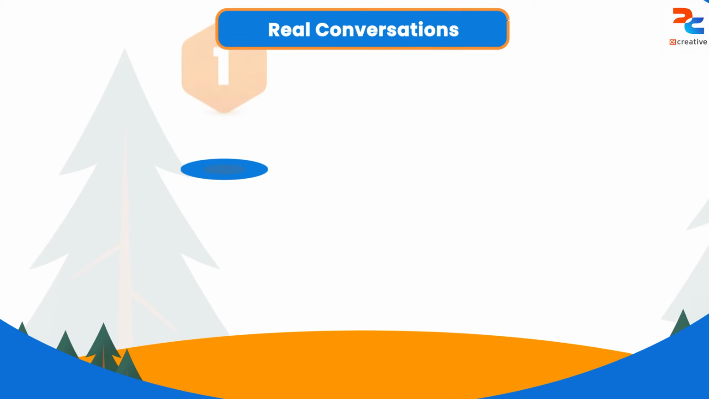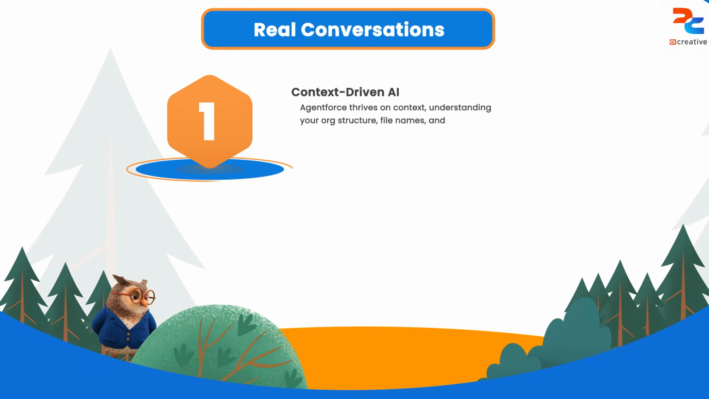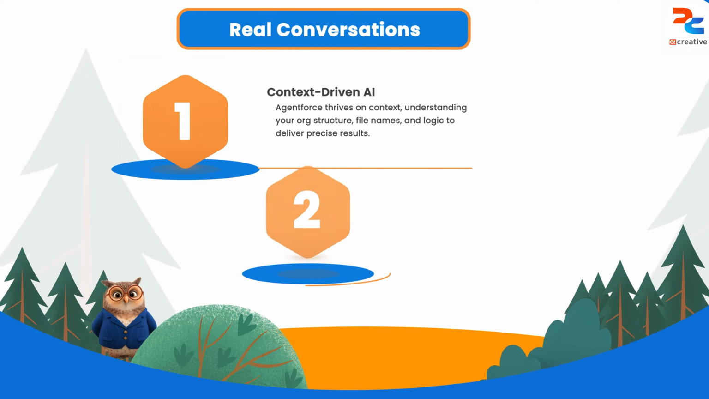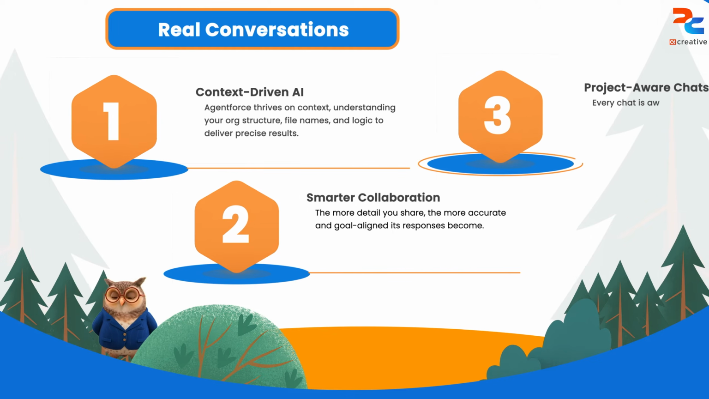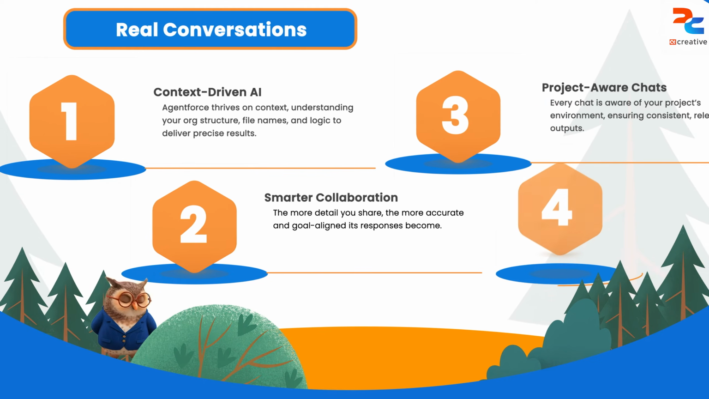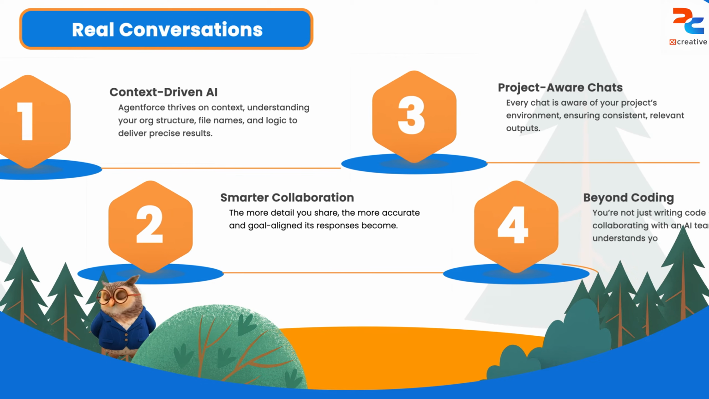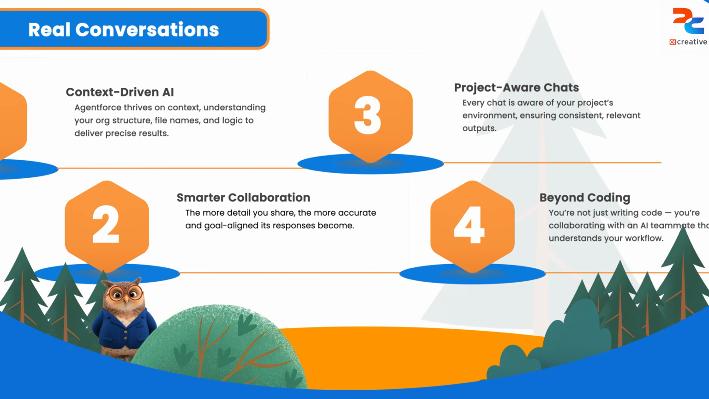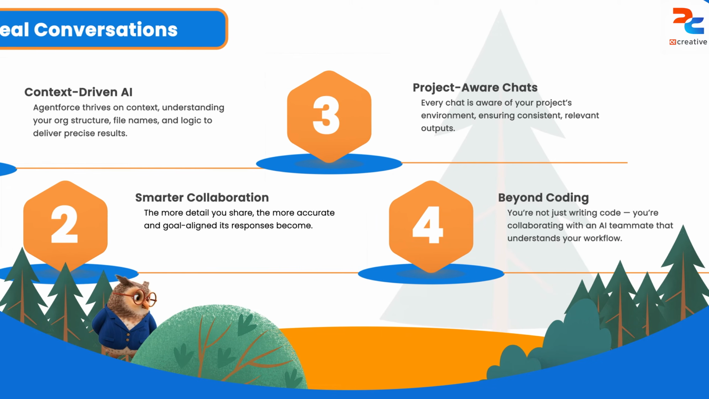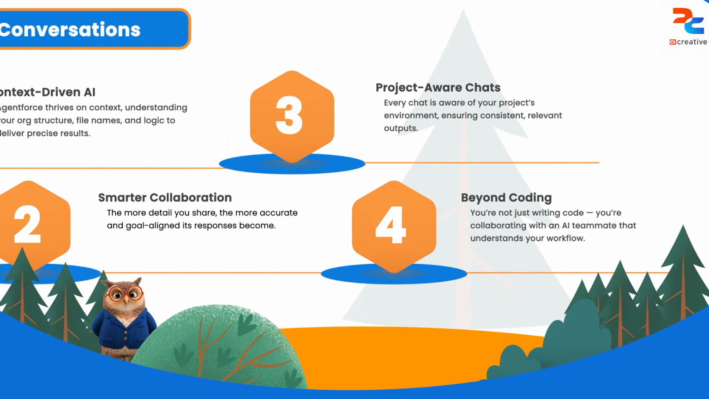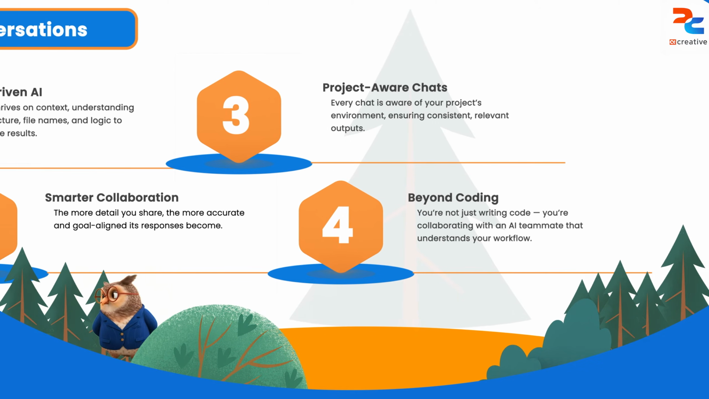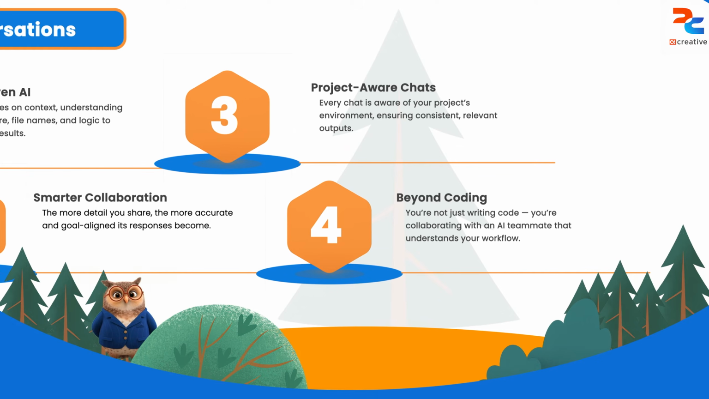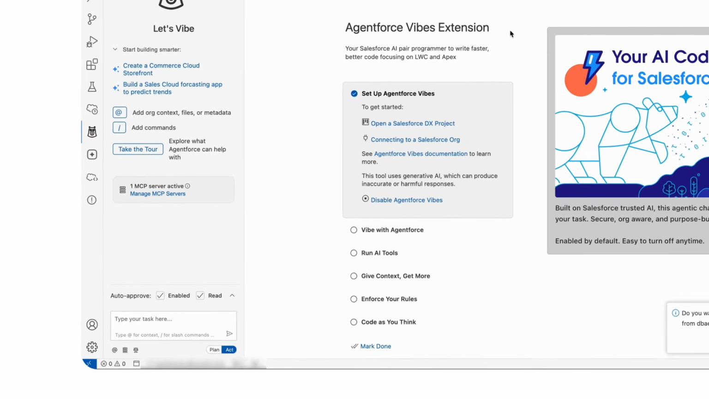Agentforce thrives on context. The more information you provide, such as your org structure, file names, or specific logic, the better it understands your goals and delivers precise and relevant solutions. Every chat is project aware, so you are not just coding, you are collaborating. With Agentforce Vibes, Salesforce brings together generative AI, automation, and trust to empower every developer. From inline code to intelligent testing, from context-aware chat to teamwork standards, it's everything you need to build faster, safer, and smarter. Now, let's confirm everything is working.